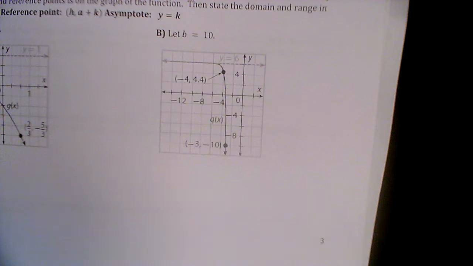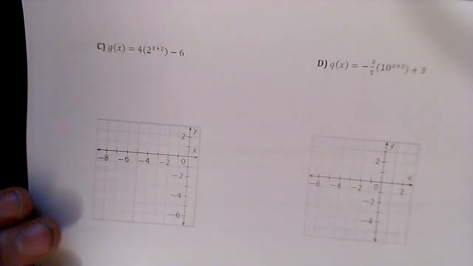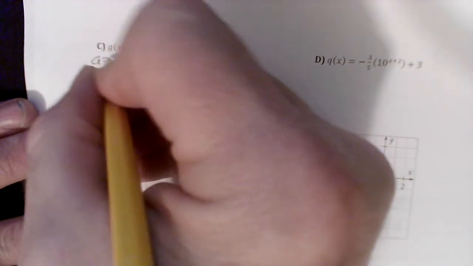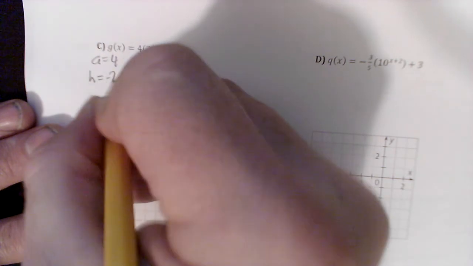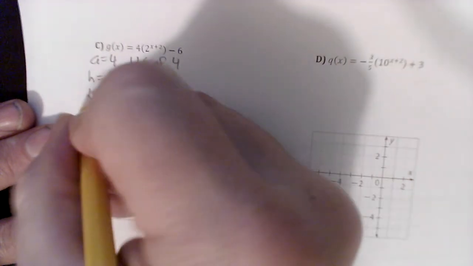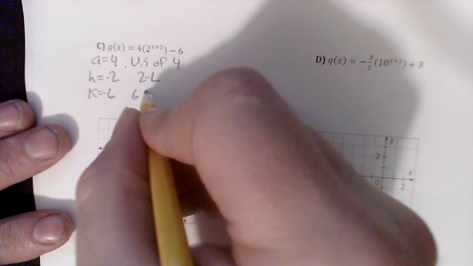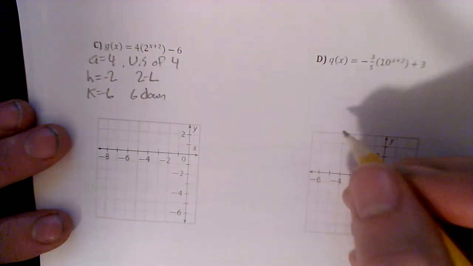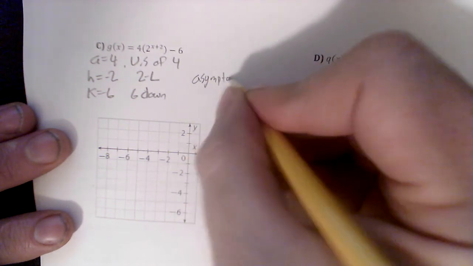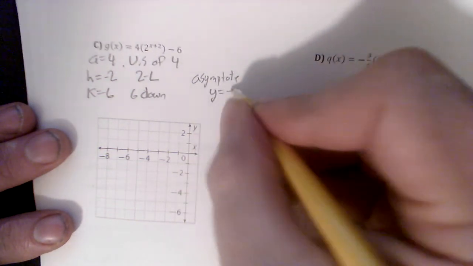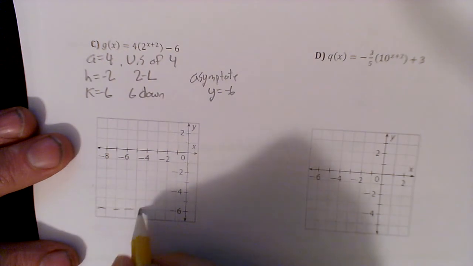Alright. Let's see if we can hit one more. Let's do one of these over here. And I'll leave the other one for you guys. Alright. So, right here. A equals 4, which will just say vertical stretch of factor of 4. Right? We'll say h equals -2, which is 2 left. k equals -6, which is 6 down. And remember, that gives us our horizontal asymptote. So our asymptote is y equals -6. So let's draw that in, dotted line right here.